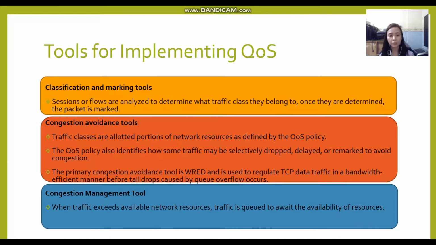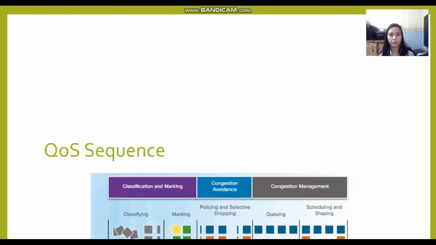And then the last one is the congestion management tool. When the traffic exceeds available network resources, traffic is queued to await the availability of resources. And then the common Cisco IOS-based congestion management tools include the CBWFQ and the LLQ algorithms.